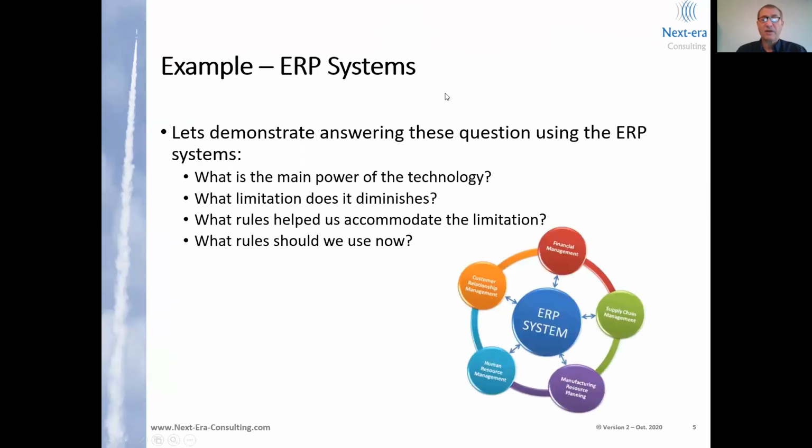If we take an example, the ERP system, or even earlier, the MRP system. The power of technology of the first MRP systems introduced was the power of calculation. They were able to do bill of material explosion, calculate the materials required, shift them upon time, and do it repeatedly, accurately, as many times as required. So the power of technology was a calculation power.